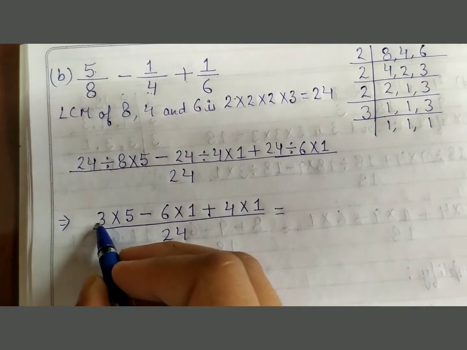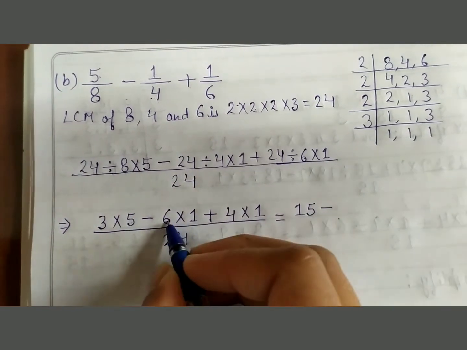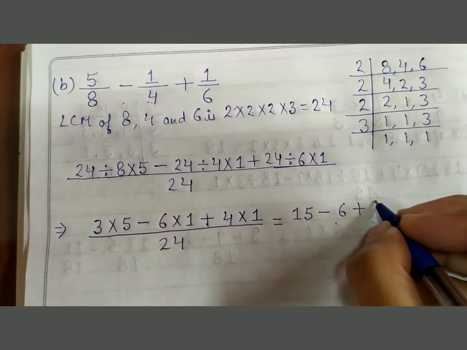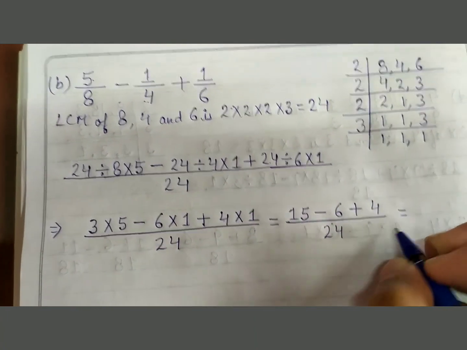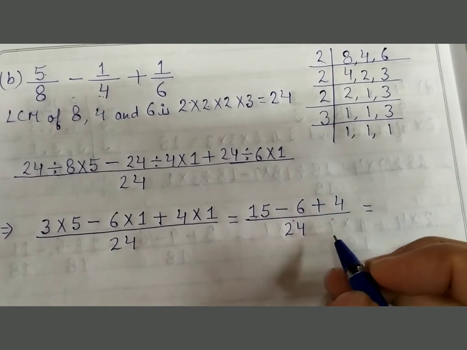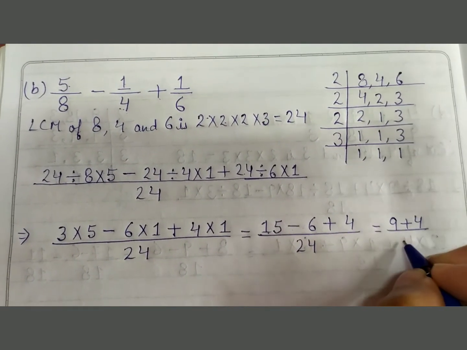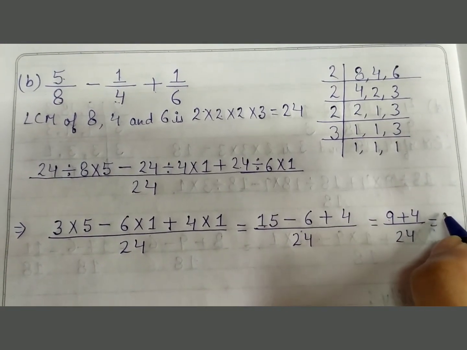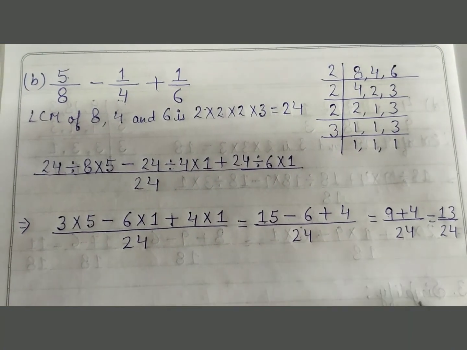3 multiply 5 is 15 minus 6 multiply 1 is 6 plus 4 multiply 1 is 4 upon 24. 15 minus 6 is equal to 9 plus 4 upon 24. 9 plus 4 is 13 upon 24. This is the answer.